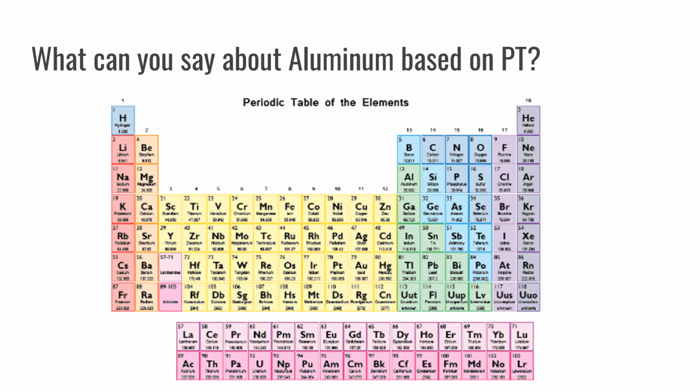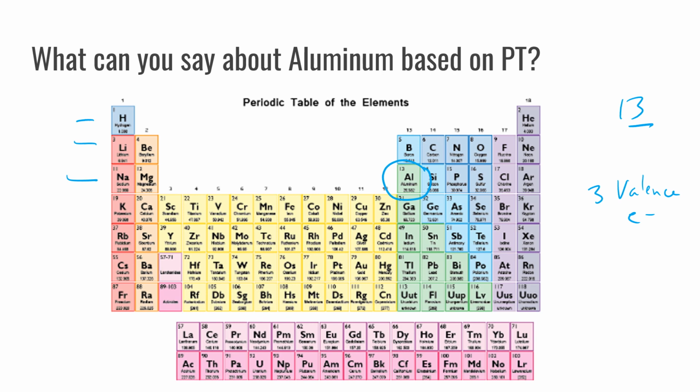Okay, on this next slide, what do we know about aluminum based upon the periodic table? So here we see the placement of aluminum. We know that it is in group 13. So it has 3 valence electrons. It is in period 3.